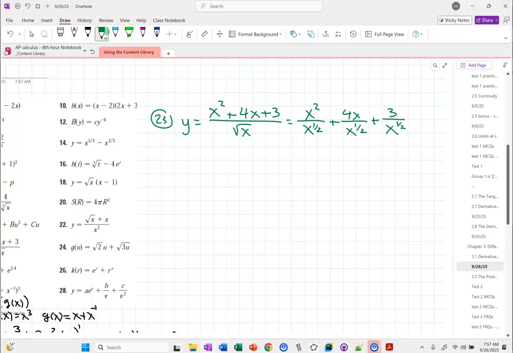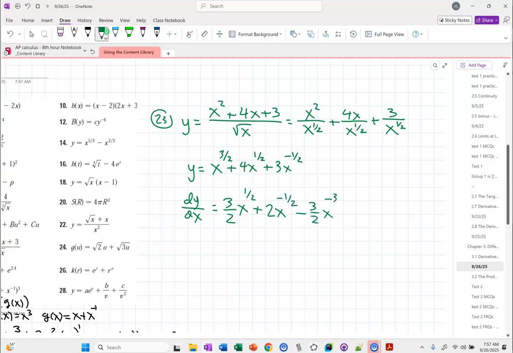And I rewrote the square root of x as x to 1/2. So far, so good. We do some reducing, and we have x to the 3/2 plus 4x to the 1/2 plus 3x to the negative 1/2. Everybody happy with how I produced this? That was all just to get into a form where I can use my derivative shortcuts now. So when I take the derivative of this, it becomes dy/dx equals 3/2 x to the 1/2 plus 2x to the negative 1/2 minus 3/2 x to the negative 3/2.